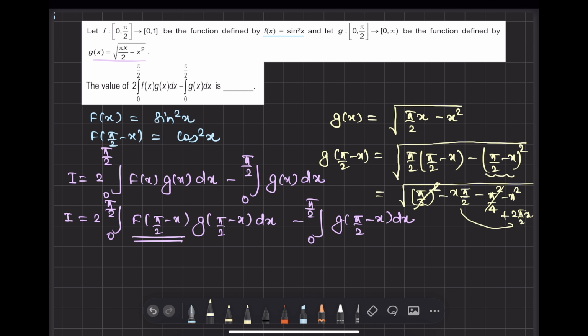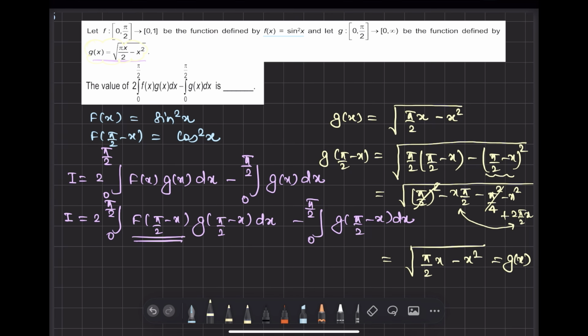Now if you observe these two things, you can club them, and you can write root over 2 times pi by 2x minus 1 times pi by 2x. Sorry, pi x by 2. So you will have pi by 2x minus x square, which is the same as g of x. So can I write it is nothing but g of x?